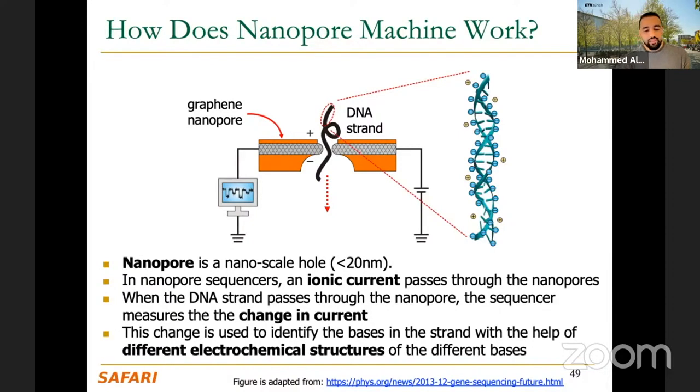So yeah, these are the things I was explaining. So you measure the change in the phase or in the amplitude so that you can know what is the exact base over there. But as you see here, the change in the current sometimes can be random. It's really challenging. So the step that we call base calling is very expensive compared to Illumina.